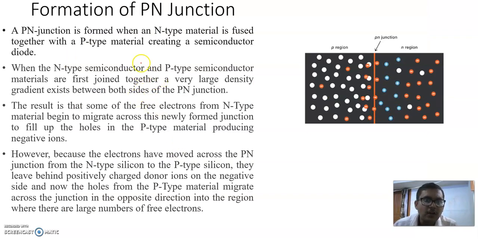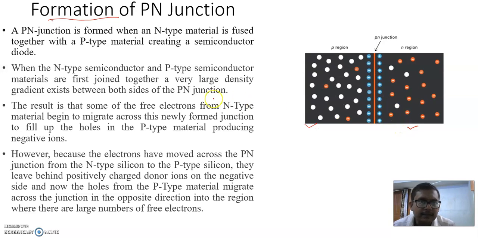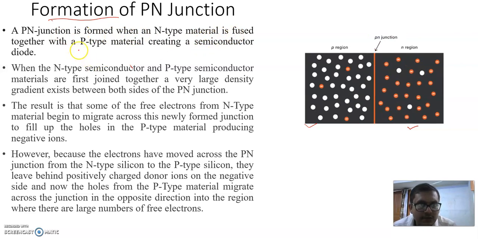Now formation of the PN junction. So this is the P type of the semiconductor, and this is N type of the semiconductor. So a PN junction is formed when N type material is fused together with P type material creating a semiconductor.